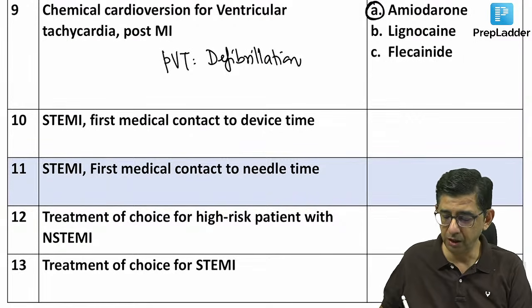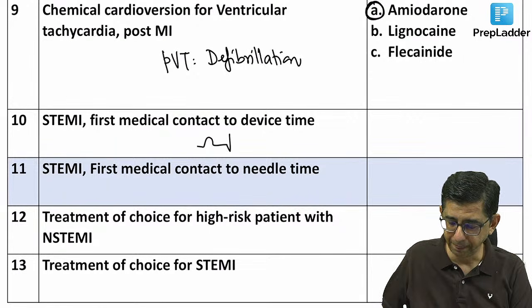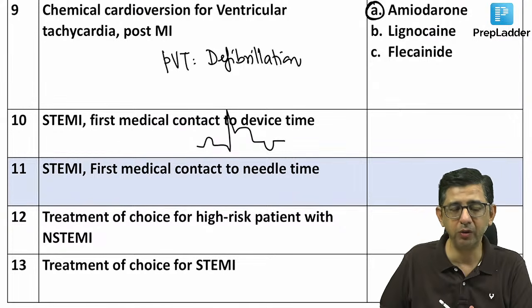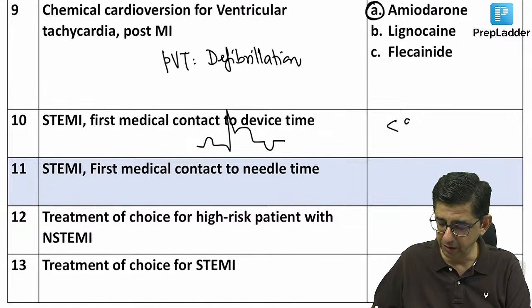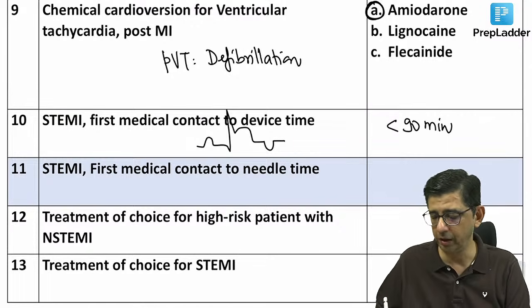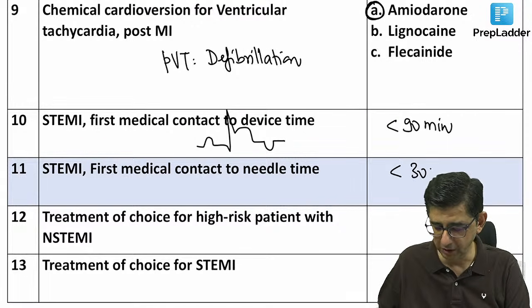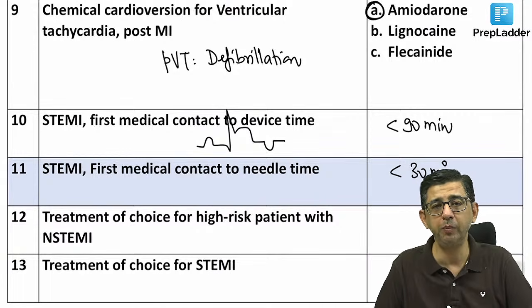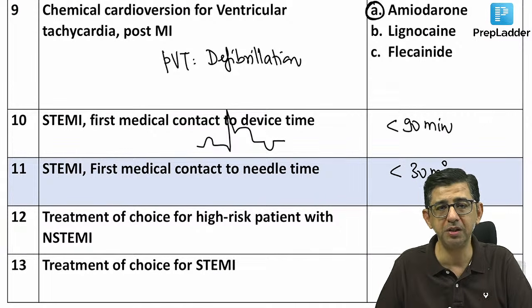Then for ST elevation MI, the classical ST elevation with a convexity, which is also called a tombstone pattern, the first medical contact to device time should be kept under 90 minutes. But if he says first medical contact to needle time, then the needle time of thrombolysis should be started within 30 minutes. Let me know your answers with respect to what is the treatment of choice of a high risk patient with non-ST elevation MI.